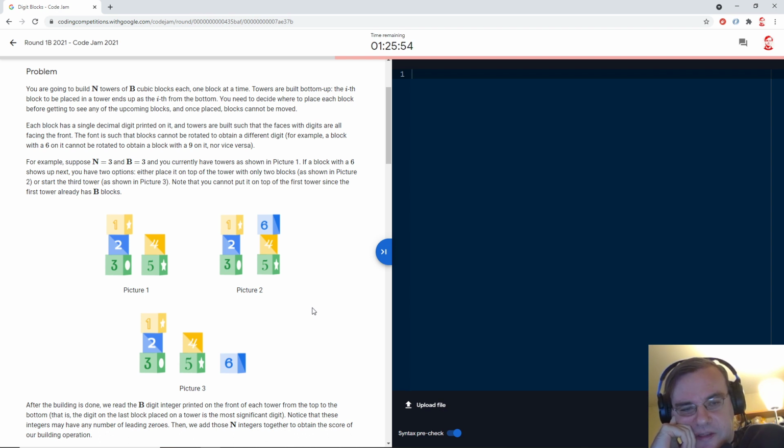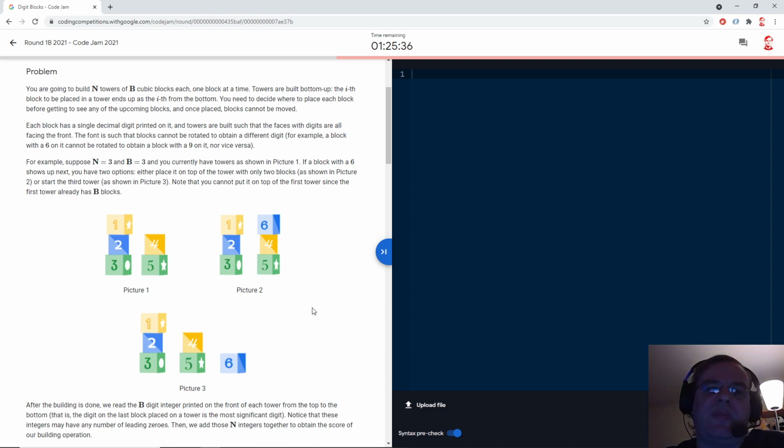Okay, so the thing about this is you don't know when the digits are coming. So you want to maintain towers with b minus 1, just so that if you see a 9, you can place it as the most significant digit. And I don't think you care that much about the digits.